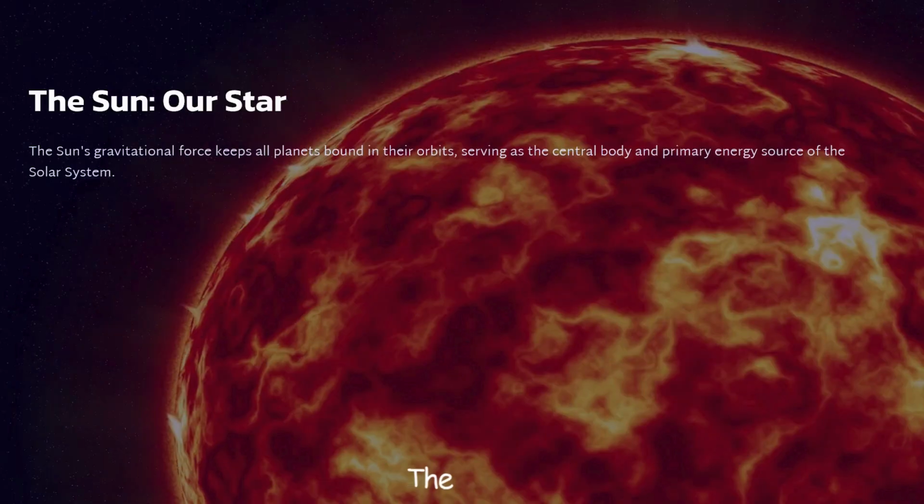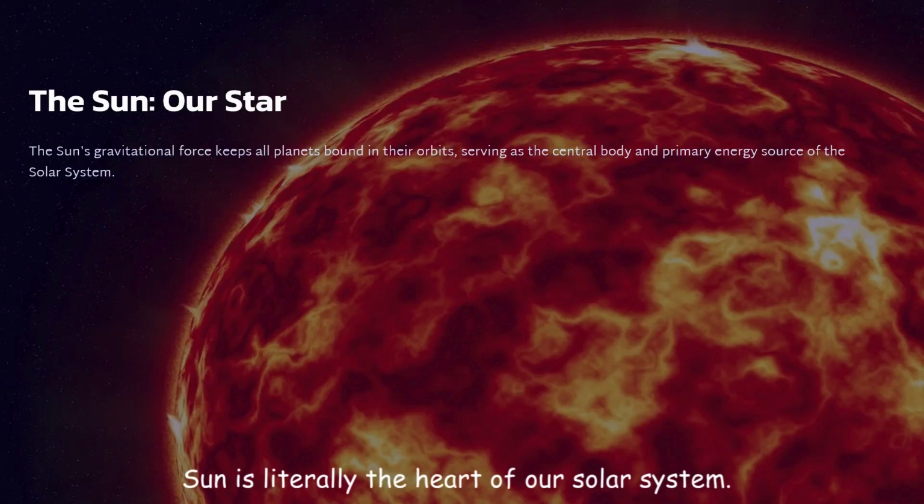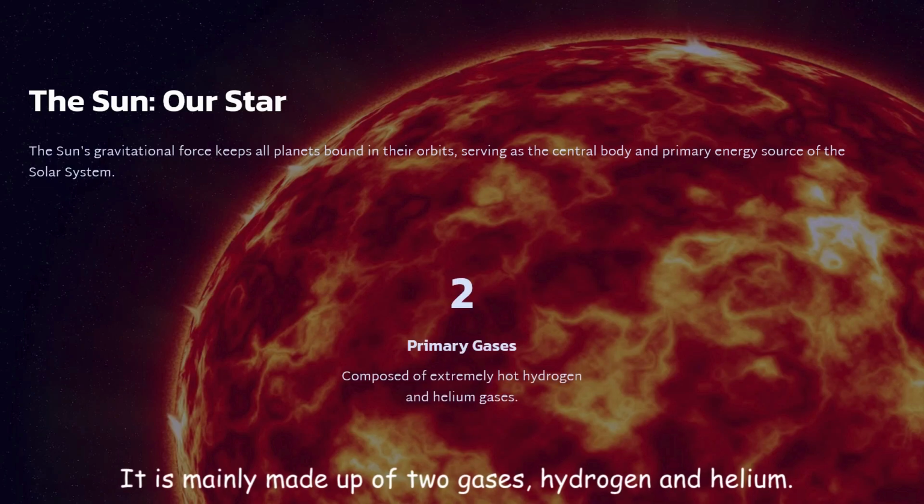The Sun. Sun is literally the heart of our solar system. It is mainly made up of 2 gases, hydrogen and helium.